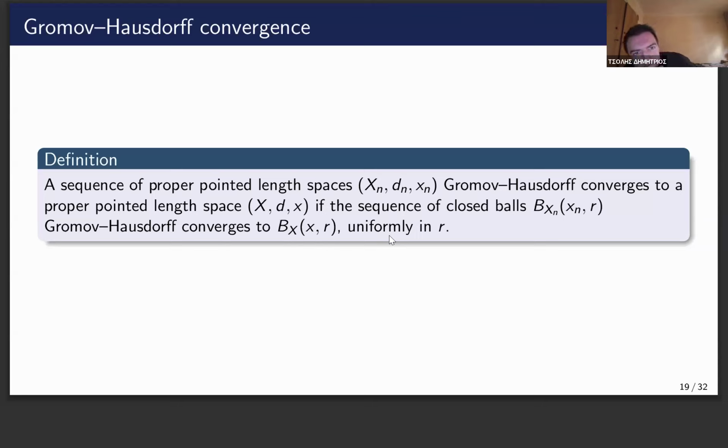And we say that those converge to the length space (X, d) if the sequence of those closed balls Gromov-Hausdorff converges to this ball here. And we want this convergence to be uniform in R. So essentially, we give a different way to study this convergence. Instead of studying the convergence of the metric spaces themselves, we study the convergence of balls.